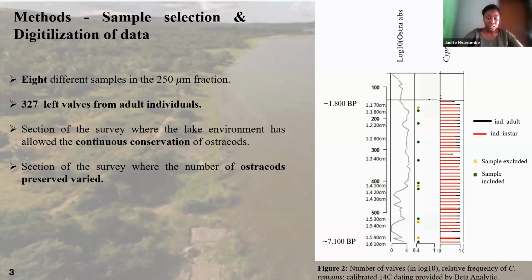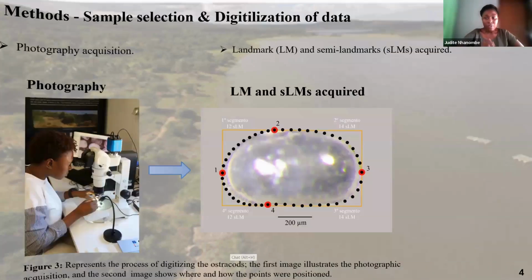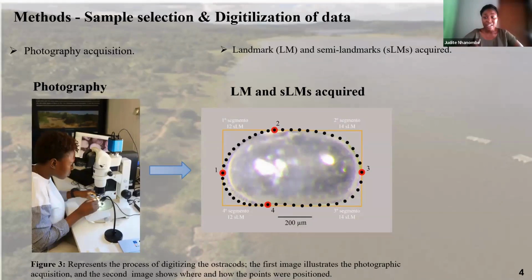varied. So photographic images of the valves were captured using a binocular microscope, and morphological data were then acquired by collecting 2D coordinates of anatomical landmarks and semi-landmarks of the valve, employing geometric morphometric techniques that enable precise identification of shape variation.